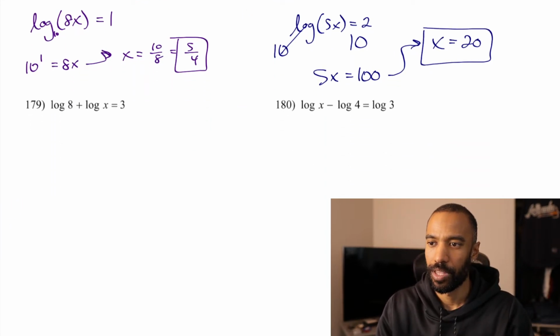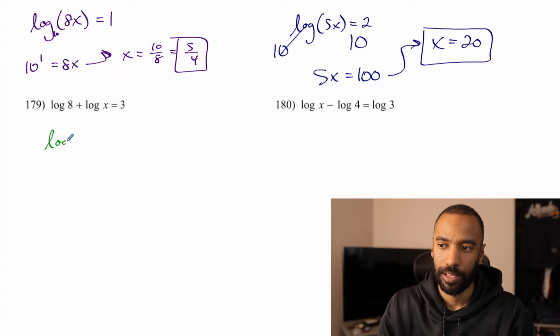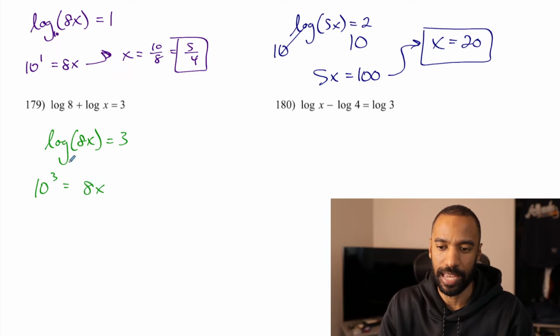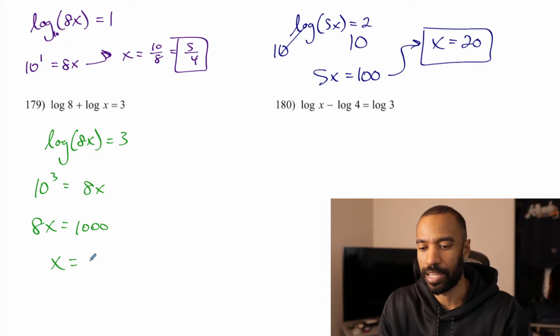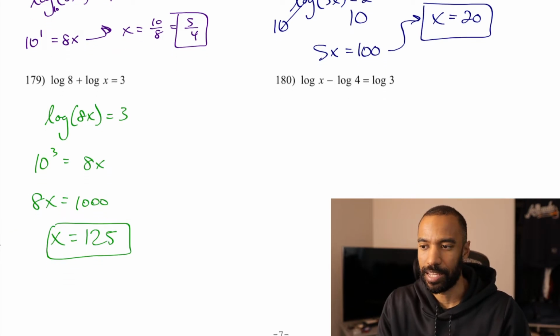Here we go. 179, log of 8x equals 3. That's 10 cubed, 10 to the third power, equals 8x. So 8x is 1,000. Divide both sides by 8. I think that's 125.